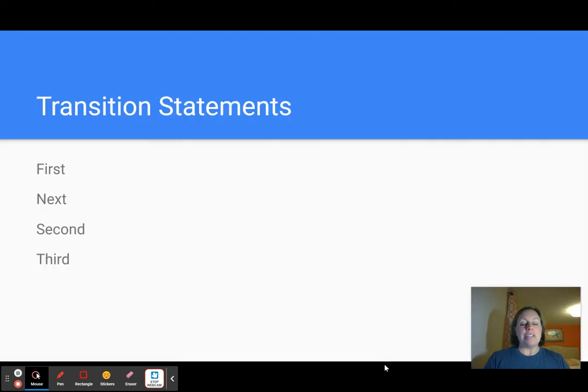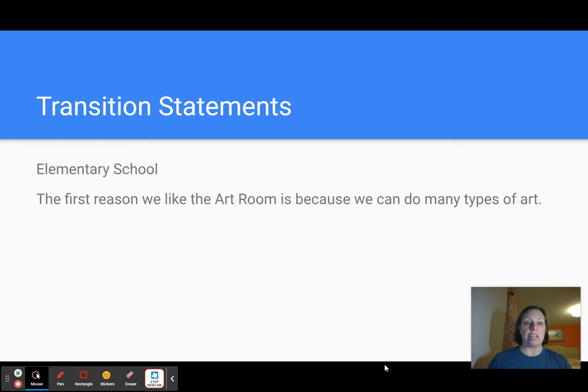And reason paragraphs need to start with a transition statement. Transition words are words like first, next, second, third. If you remember in the other essays, it had all in all or as you know. So all of these are transition words. So we're going to include a transition statement at the top of each of these pages.